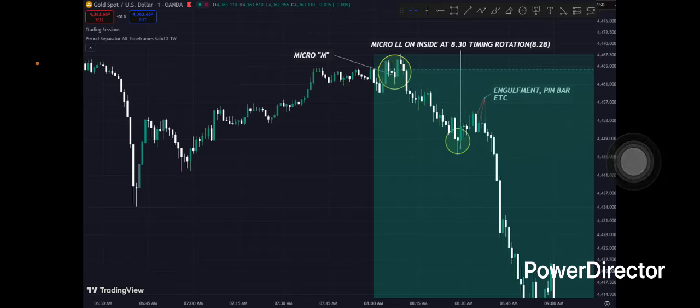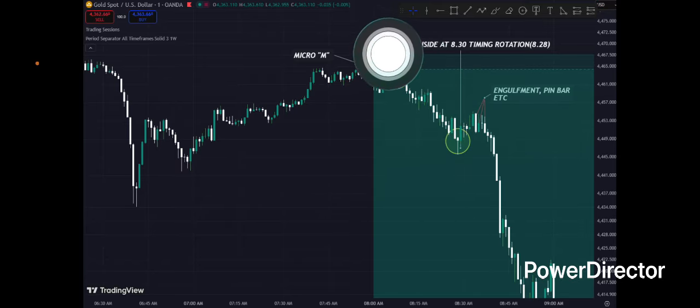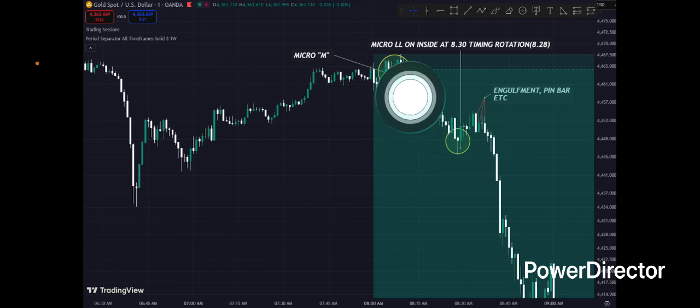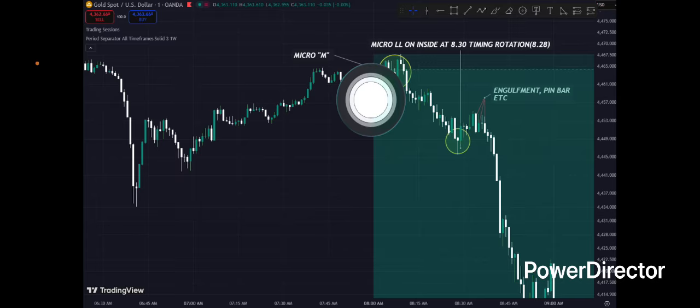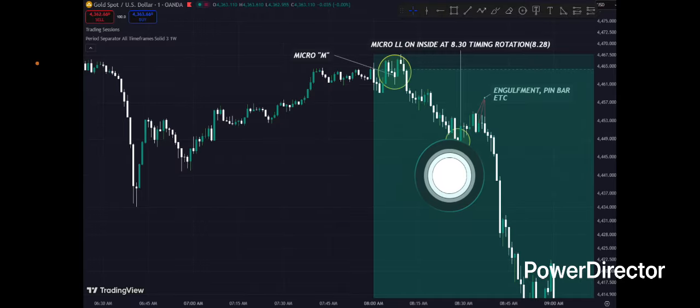And this is just another look at potential entries, okay? Maybe early in the session, but you see this micro M going into those highs to the left. All right, this is that consolidation where we take out one side, a false break to the highs right there of this consolidation, and then we go lower.